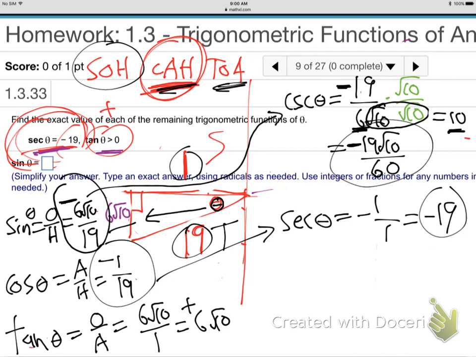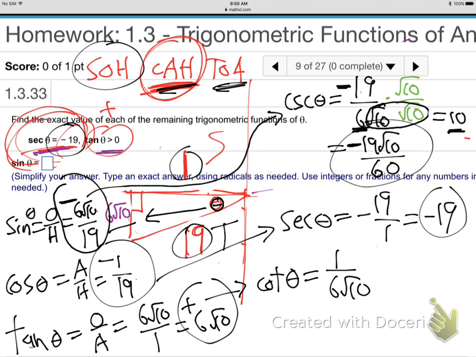That was easy. Well, actually, they gave me that in the beginning, didn't they? Right here, yeah. Better have that one right. Secant is negative 19. And then finally, cotan. Just flip this, so it's 1 over 6 root 10. It is positive, because this one's positive. Just flip it. Same deal.